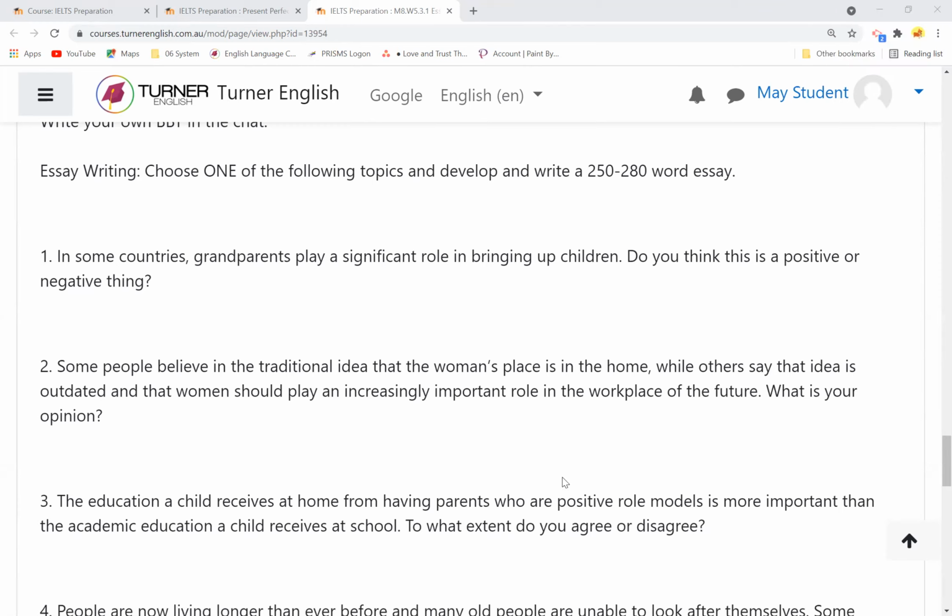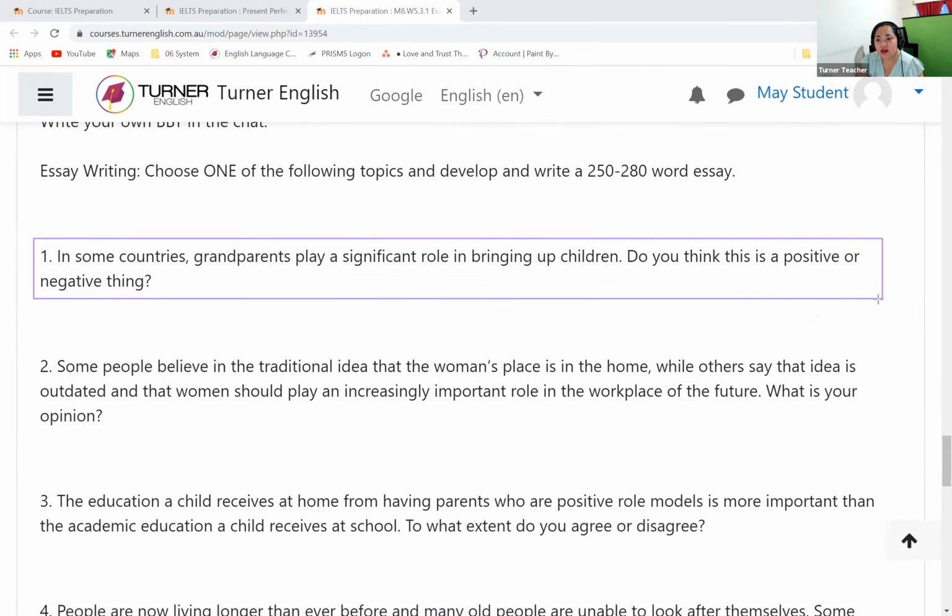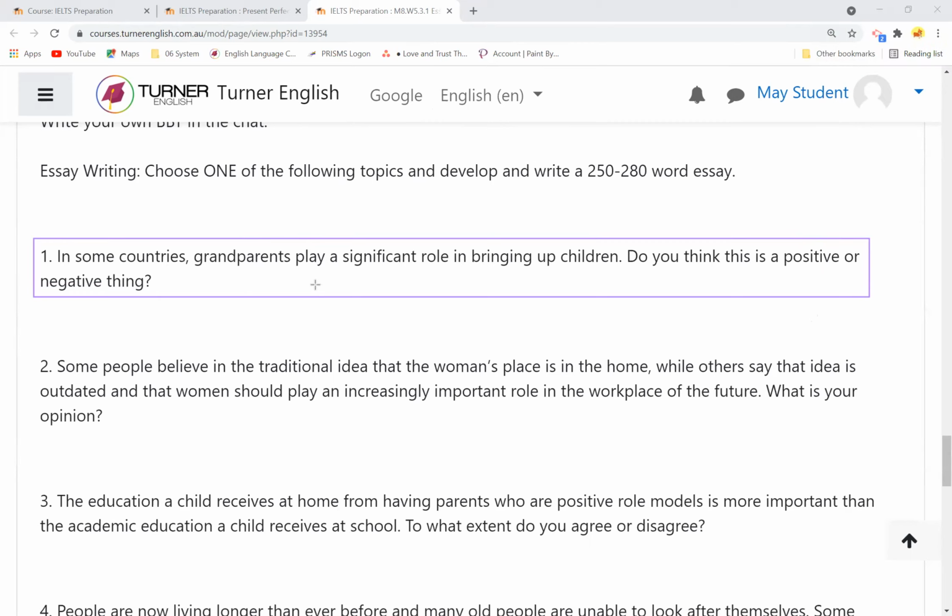In some countries, grandparents play a significant role in bringing up children. Do you think this is a positive or a negative thing? All right, beautiful. So this is our first question. Let's have a look at that question. Okay, and so what is the main topic of this essay? Okay. What is the main topic for this essay?